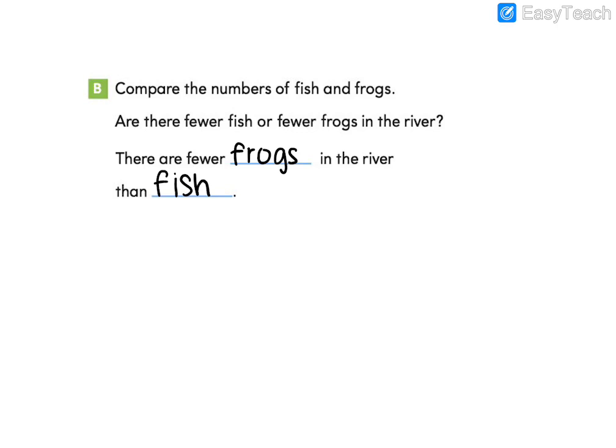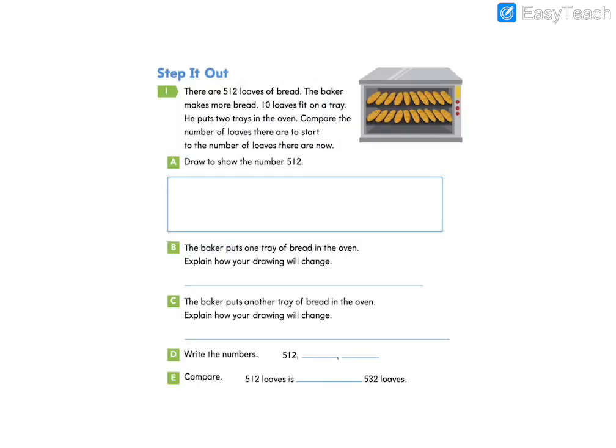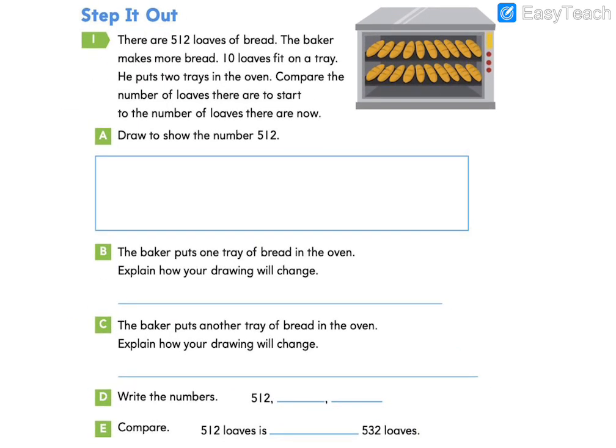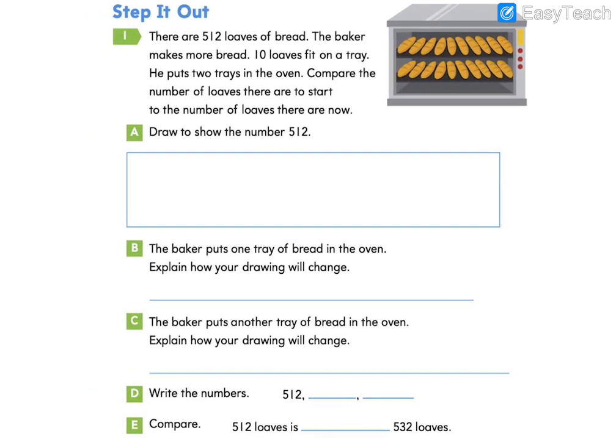Okay, let's look at our next one. There are 512 loaves of bread. The baker makes more bread. 10 loaves fit on a tray. He puts 2 trays in the oven. Compare the number of loaves there are to start to the number of loaves there are now.